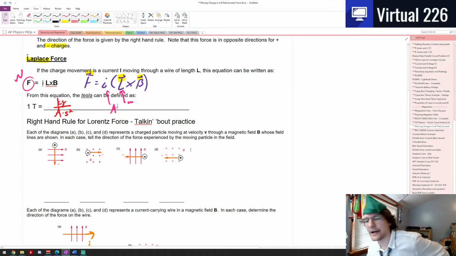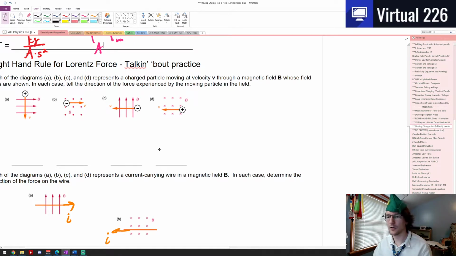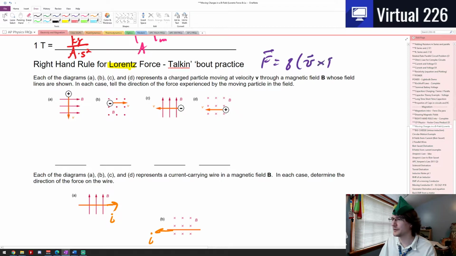Okay, now let's actually get into some of the nitty-gritty here. The nitty-gritty for these right-hand rules for both Lorentz forces and then for Laplace forces. So with the Lorentz force here, where we're saying F equals Q V cross B, remember that V is where your fingers go and then you curl them to the second vector.